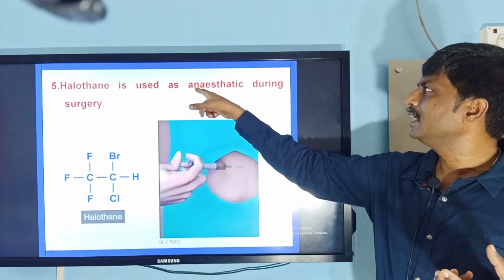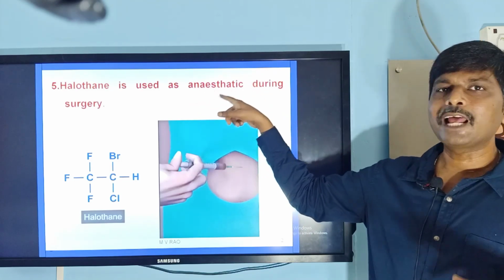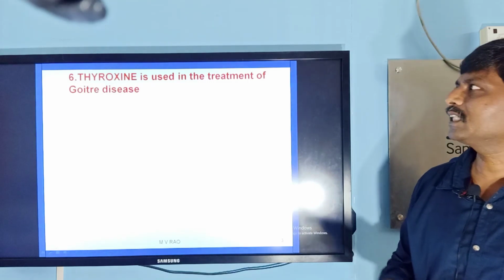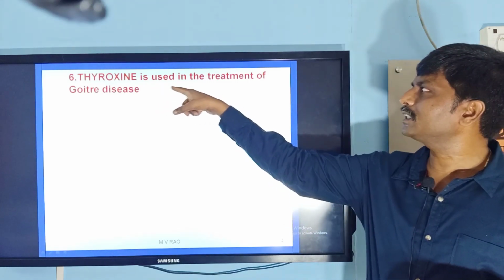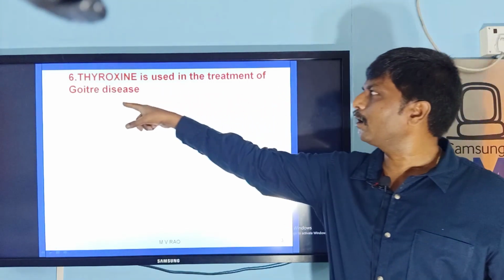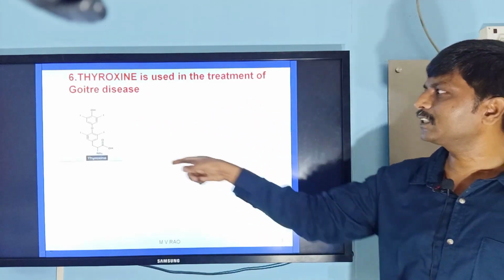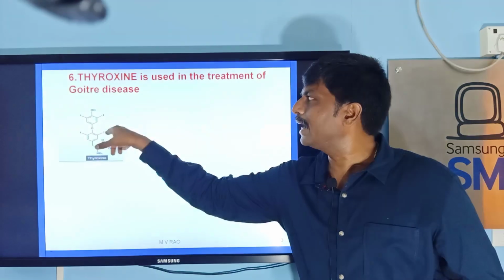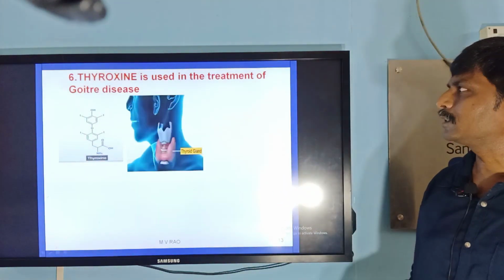During surgery it is used as an anesthetic. Halothane is used as an anesthetic in surgeries. Next one is thyroxine. Thyroxine is used in the treatment of goiter disease. This is the structure of thyroxine. You can see in this structure itself 4 iodine atoms are there, 4 iodine atoms, halogen atoms.